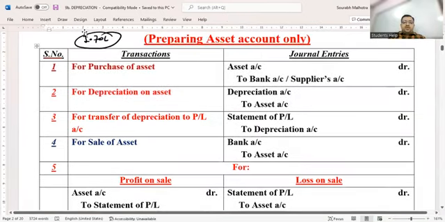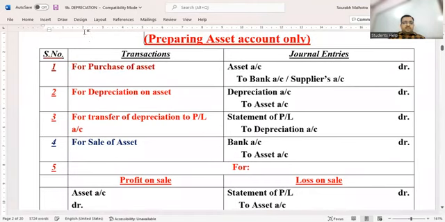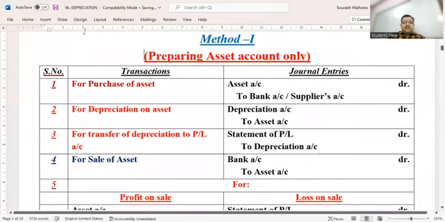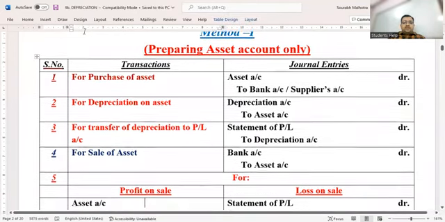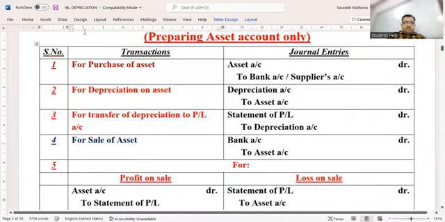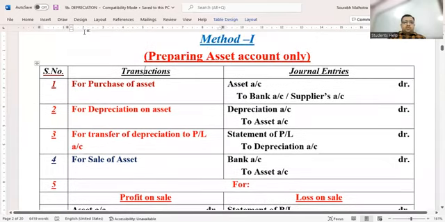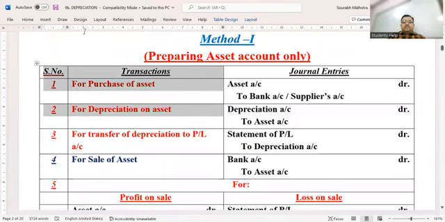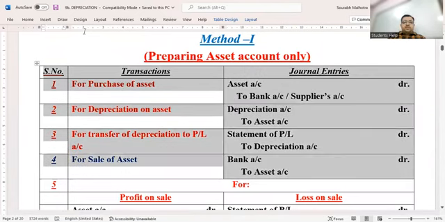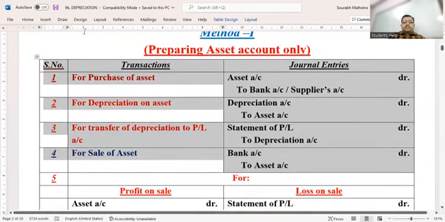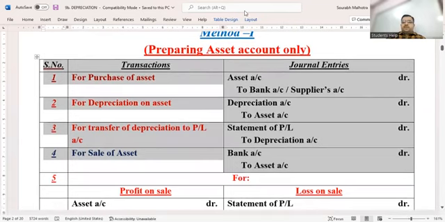So please make a note of this, children. Please make a note of this in your copies. Method 1, preparing asset account only. And if you have a serial number column, well and good, else draw कर लीजिएगा. If there is no margin line in your copy, draw this. Make the first column as serial number, second for transaction, and third for journal entries. And please put the heading first, method 1, preparing asset account only. Be quick to this, children. Be quick.